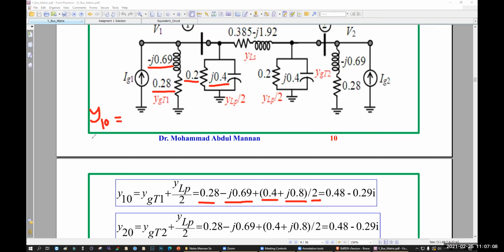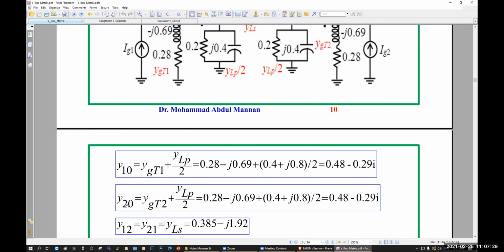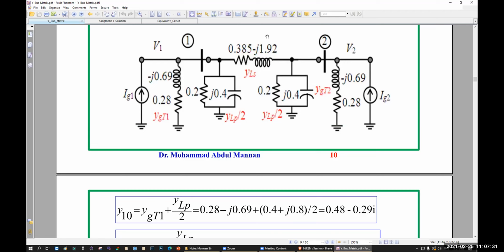Then you have to find out small y20, which means from bus 2 to the ground. From this point to ground, how many admittances do you have? One is this line and another one is this line, so they will be added. So you got y20. Then you have to find out y21 and y12. Small y12 means from 1 to 2. Which one do you have?